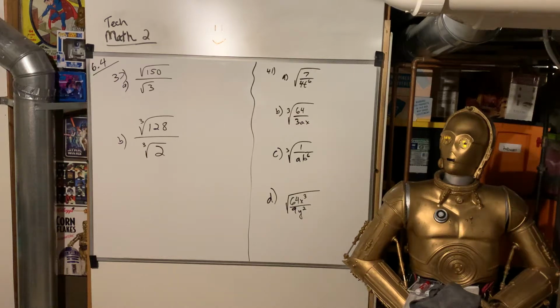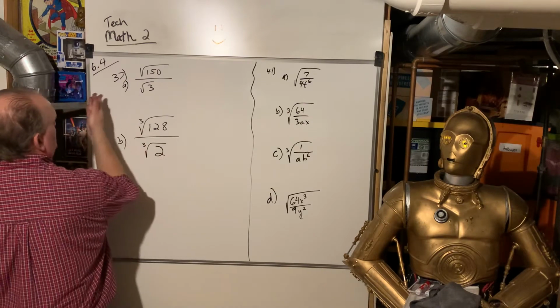Okay, we're back. This is Techmath2. We're looking at 6.4 in the red book. We're looking at number 37.